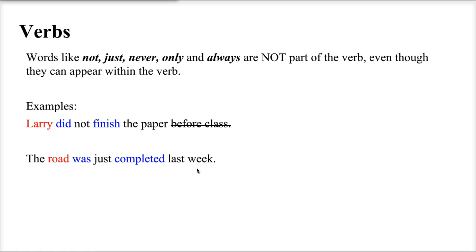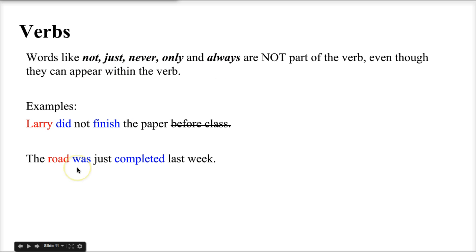Finally, a few reminders about finding verbs. There's a few things you need to remember here. These words, not, just, never, only, and always, are not part of the verb, even though they appear within the middle of a verb. So here you've got Larry did not finish the paper before class. Who or what is the sentence about? It's about Larry. What about Larry? He did finish. Not is not included in your answer when you are identifying the verb because it's in this list up here above. Okay?